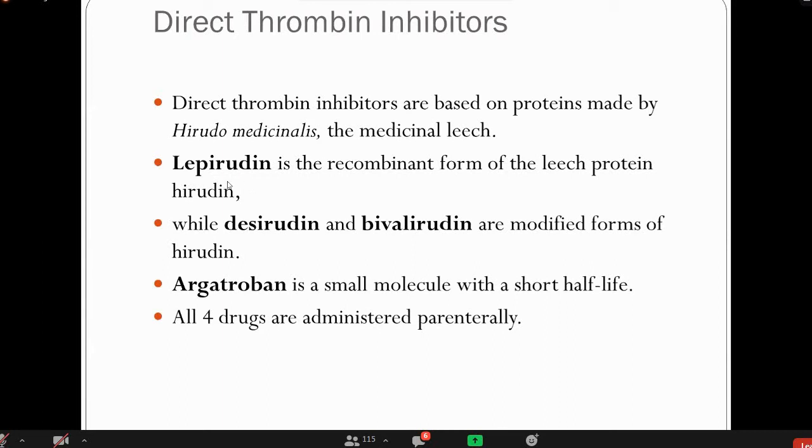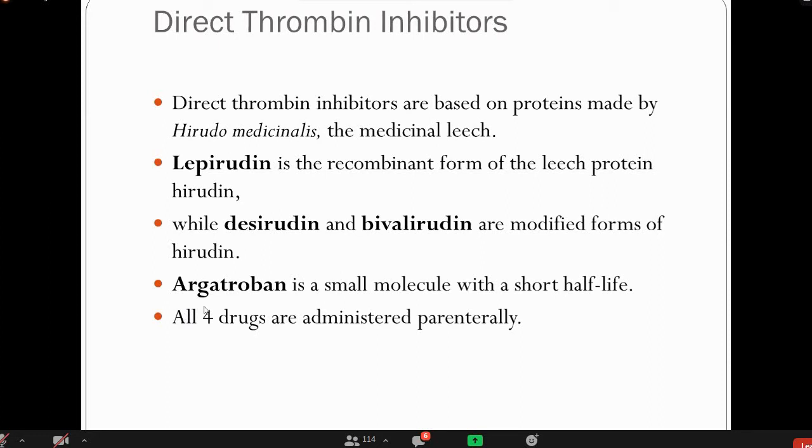But we come to know because of this lepirudin, and we have derived another drug that we are using, while desirudin and bivalirudin are modified forms of hirudin. And this bivalirudin is a very important drug from the exam point of view. Again, I'm telling you, if you check the pool of USMLE exam, one of the questions you will find is related to this bivalirudin. If a patient has a history of thrombocytopenia with heparin, which is the alternative drug we can use? You will have to select this bivalirudin, right?